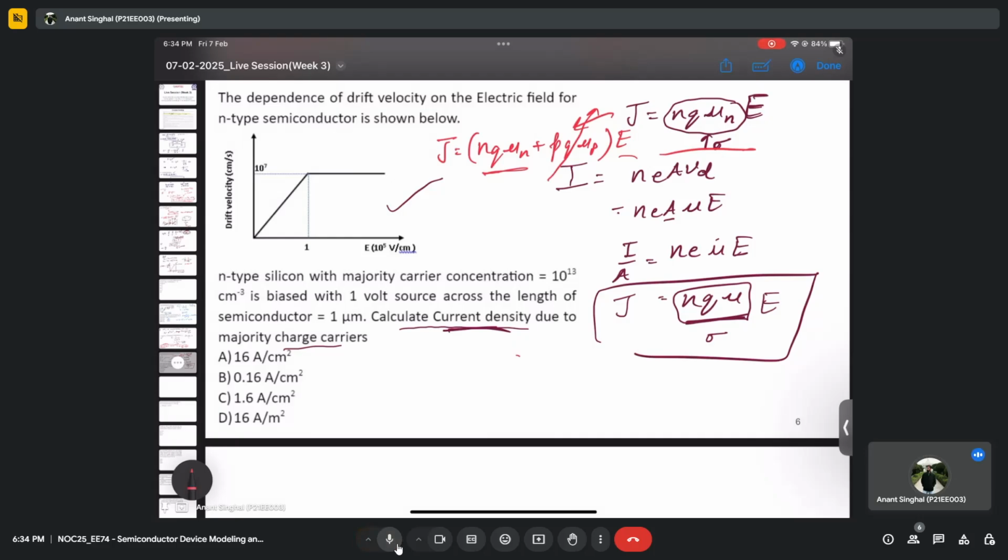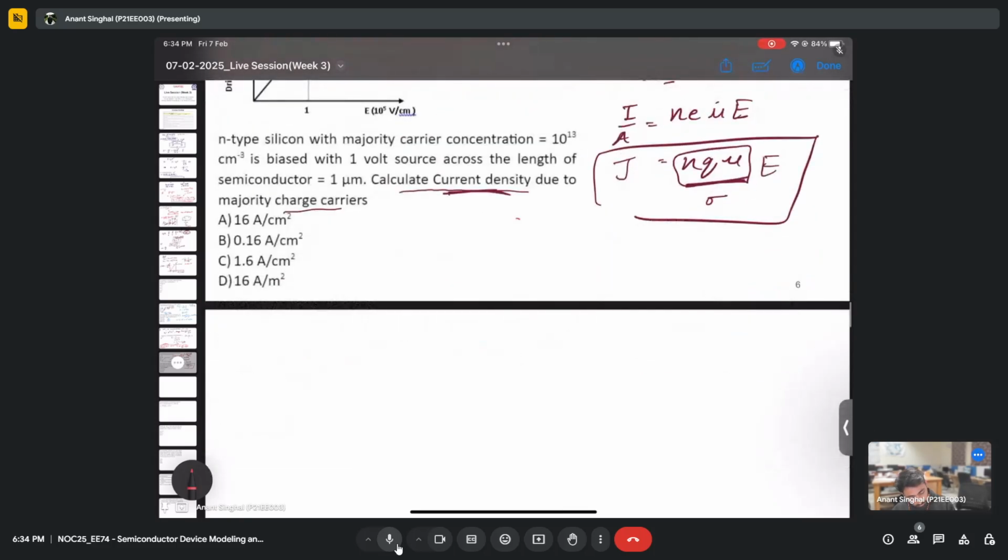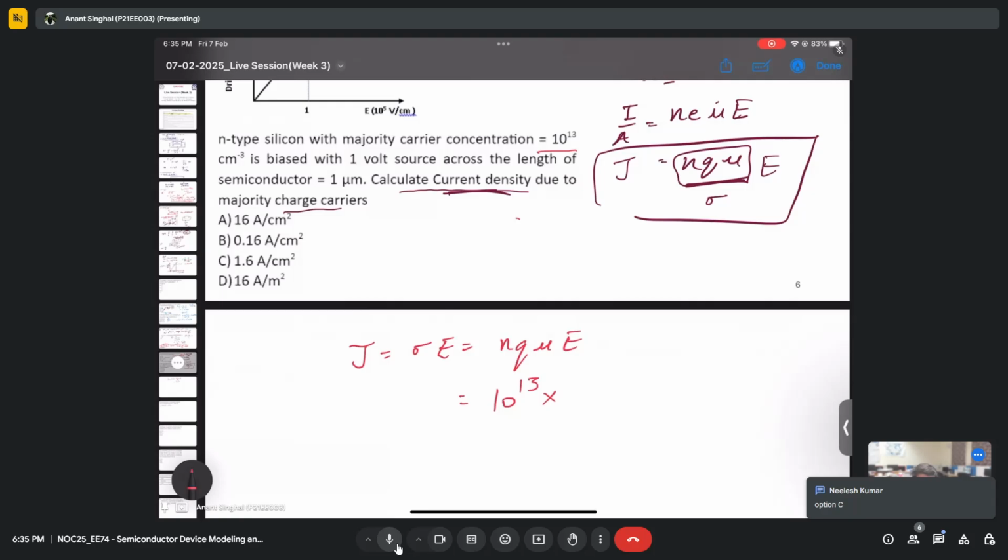Any answer? Okay, so let me try it because this is again straightforward. We need to find the current density, which is sigma E, or I can write this as N Q mu E. N is nothing but the electron concentration, which is given. Yes, any answer?